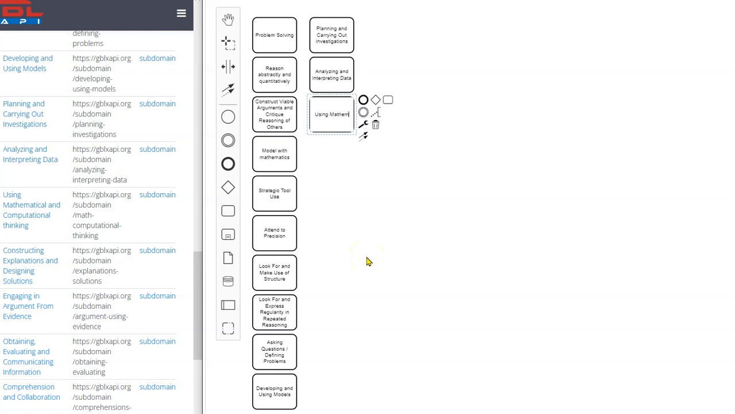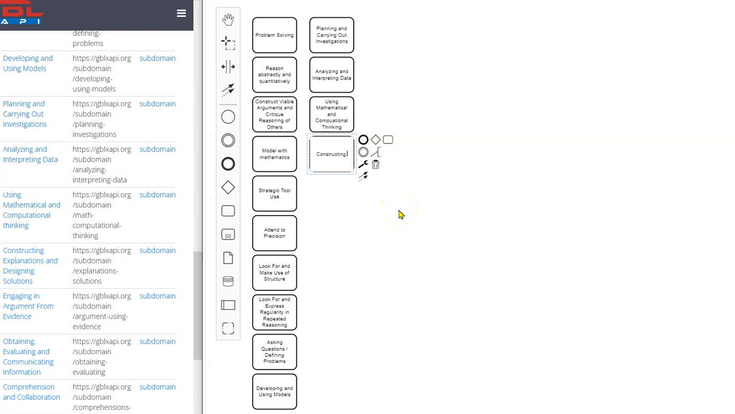Using mathematical and computational thinking. So those math guys and those computer guys think differently than the creative singers and songwriters and actors and speakers and managers of the world. What is computational thinking? What is mathematical thinking and how to use it?